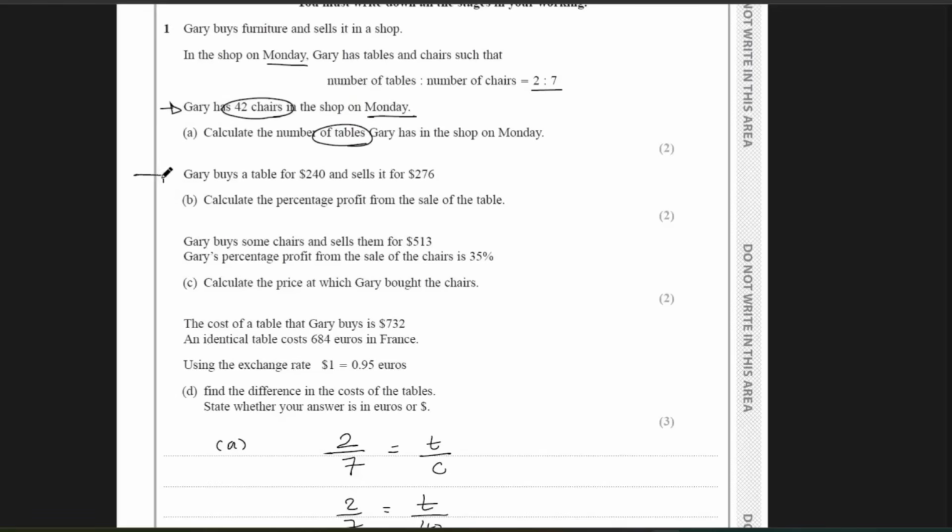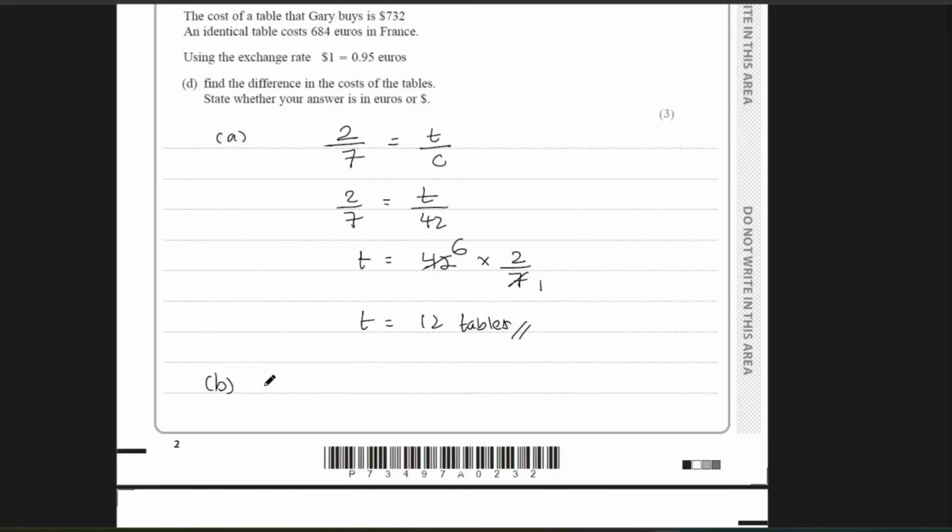Let's look at question B. Gary buys a table for $240 and sells it for $276. Calculate the percentage profit from the sale of the table. We need to calculate the percentage profit.